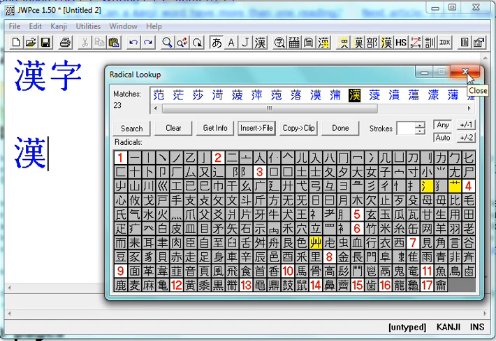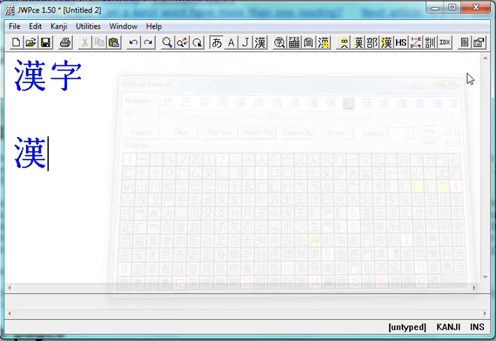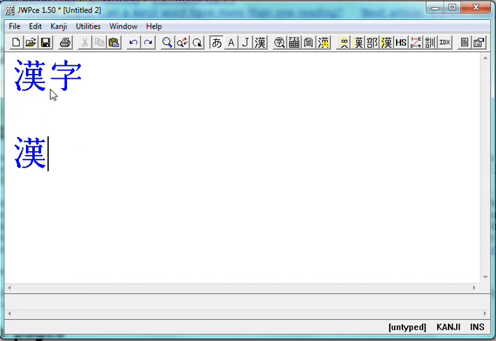So we have success. And again, let's pretend like this was on a piece of paper or on a wall or an old scroll or document, and we're trying to find out what this says. So we've now identified it and put it into a digital form that we can use and identify and find. So there you go. So that's our first finding a kanji using JWP.